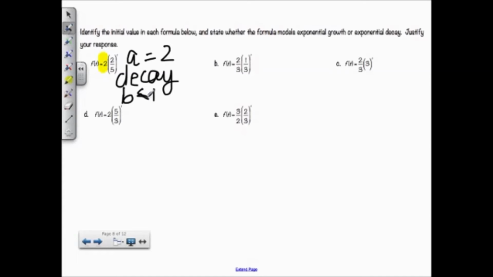Okay, so let's do question B together. In question B, our initial value is 2/3. Now, our initial value has no effect on whether or not this is exponential growth or decay. It all has to do with this term right here, this B value. So this B value is also less than 1 again. So we're going to say that this is decay. And the reason why is because B is less than 1. Go ahead, try C, D, and E. See how you do. And then come back and compare with me with your answer. Don't forget to press pause.